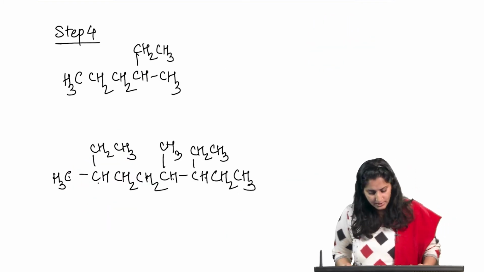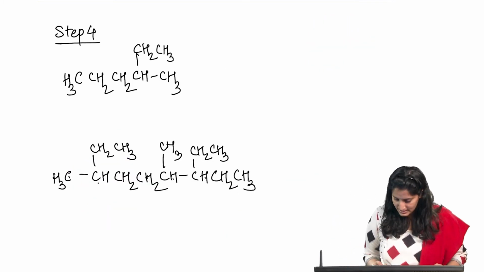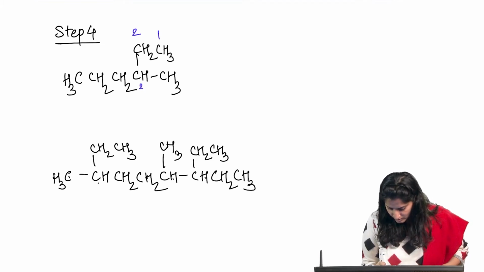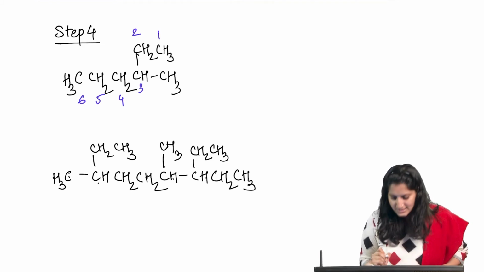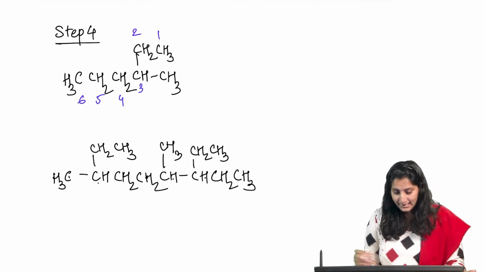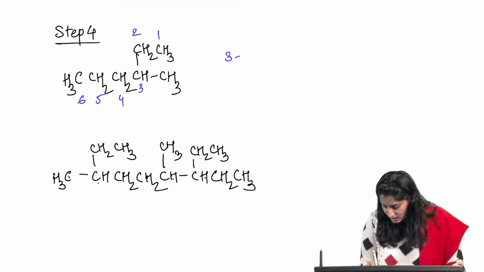So, now let us try to write them down. Now, in this case I can have 1, 2, 3, 4, 5, 6 as the parent carbon, that is the longest continuous chain. So, while naming it, what I am going to do is 3-methyl hexane.